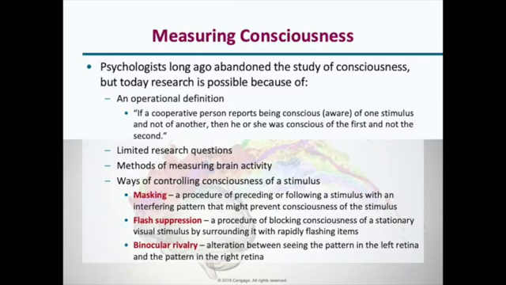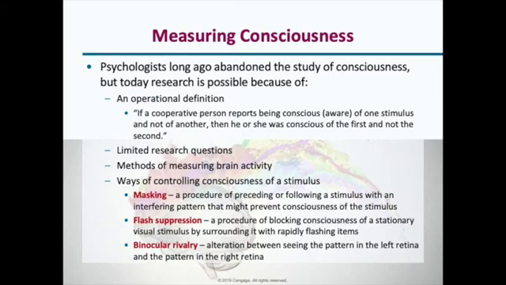Four advances that have facilitated meaningful research in consciousness are: first, we have an operational definition of consciousness. Second, we ask limited and answerable questions. Third, we have modern methods to measure brain activity. And fourth, we have ways of controlling consciousness of a stimulus. So this refers to the methods that we use.